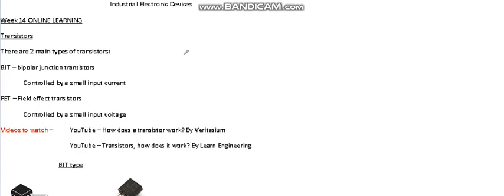There are two main types of transistors that we're going to talk about. We're going to focus primarily on the BJTs. BJT stands for bipolar junction transistor, and it's controlled by a small input current, versus a field effect transistor, which is controlled by a small input voltage.